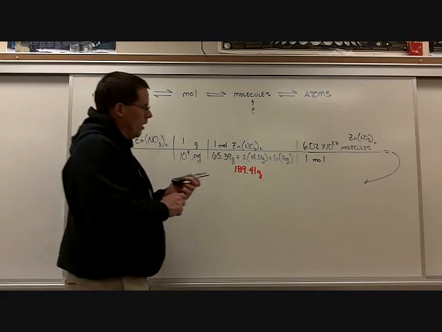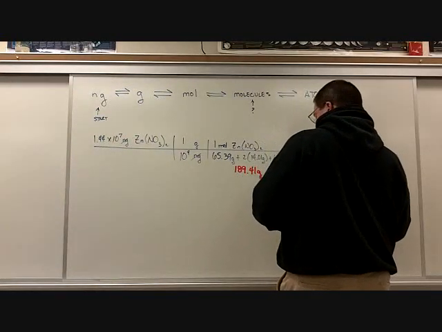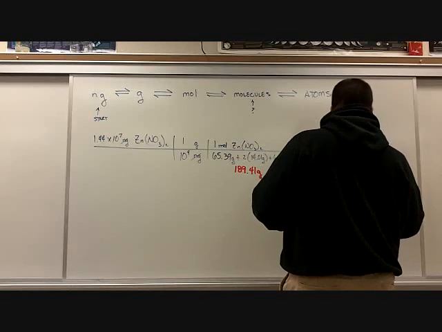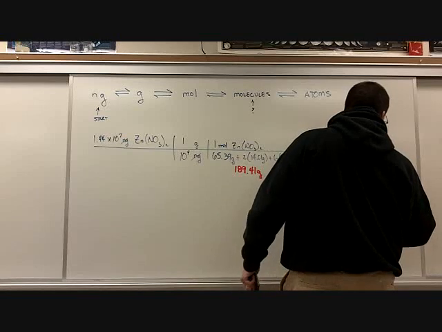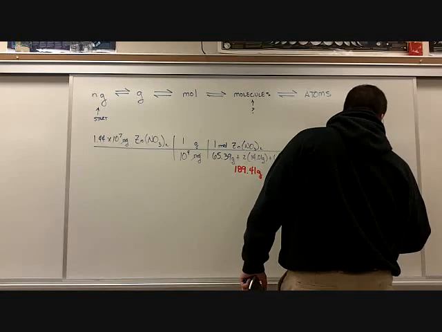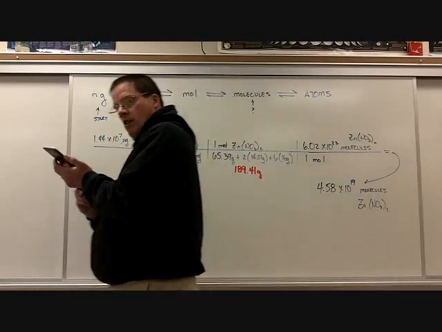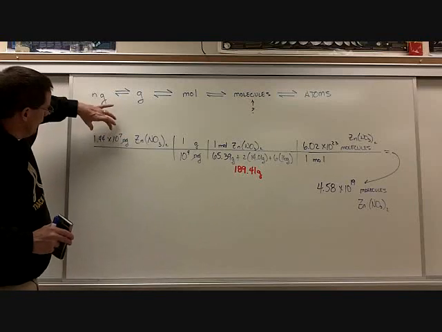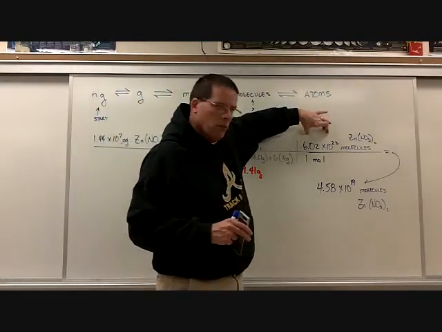So my calculator is saying that we're going to have 4.58 times 10 to the 19, and that's molecules. Molecules of zinc nitrate. Make sure your calculator can get that. Again, what we're doing, we're taking this times 1 times 1 times this.